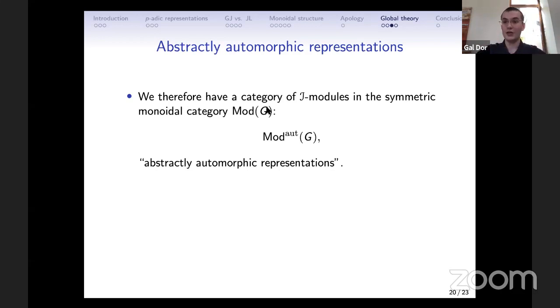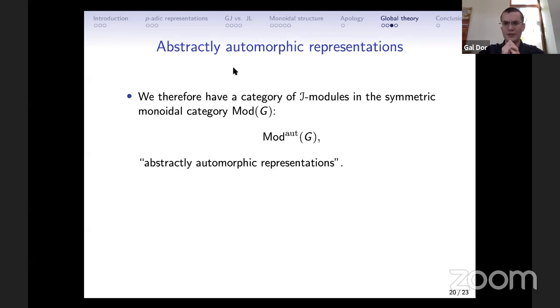In this case, there are G modules that are equipped with a map from I times M to M, such that this map satisfies the usual axioms that you want out of a module. This turns out to be a category, which I'm going to call for the rest of this talk the category of abstractly automorphic representations. And for now, this category is going to be my answer to the question: what is the category of automorphic representations? What is an automorphic representation?